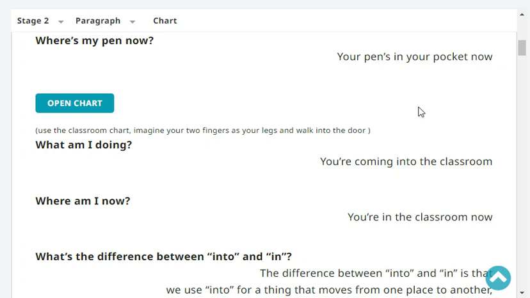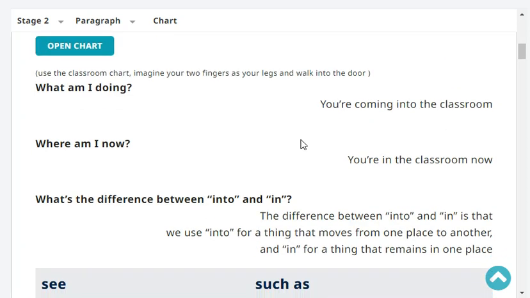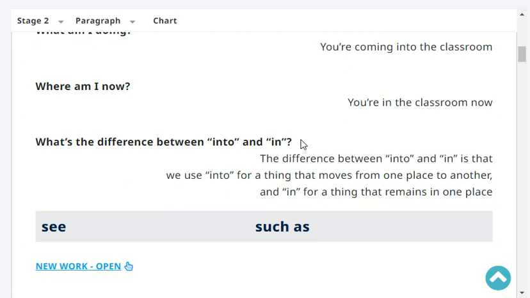The difference between into and in is that we use into for a scene that moves from one place to another, and in for a scene that remains in one place. Very good.